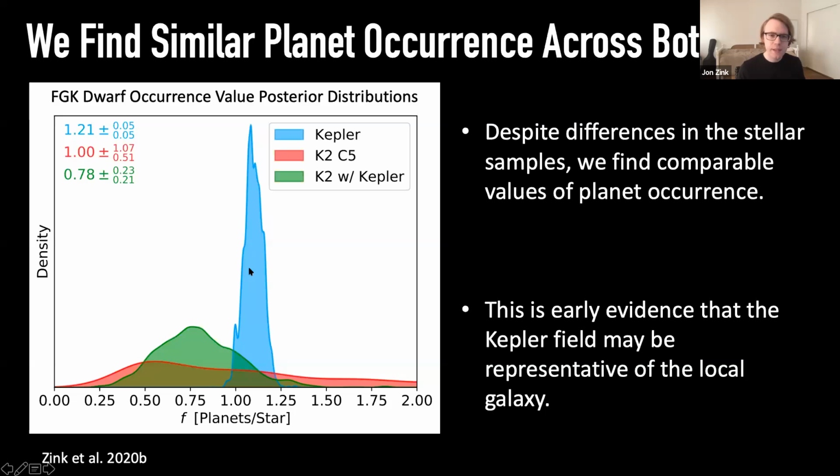And that's really interesting because I noted that there was a deficit of metallicity. So it seems to indicate that that deficit in metallicity may be causing us to have a deficit in planet occurrence in this sample. But one other thing to note is that there's actually a lot of overlap between these two distributions. So what this could also indicate is that this is early evidence that the Kepler field may be rather representative of the local galaxy, and it might not be quite as unique as we may have thought it was. So this is good news for Kepler, but there's definitely more to be done here.